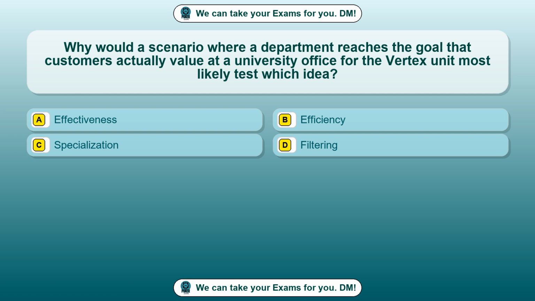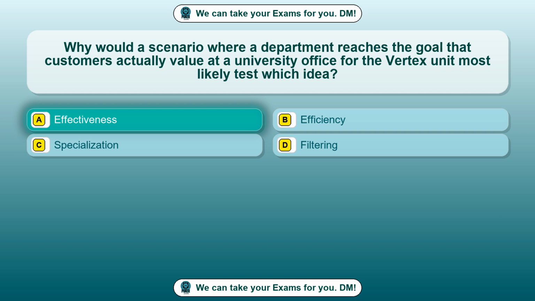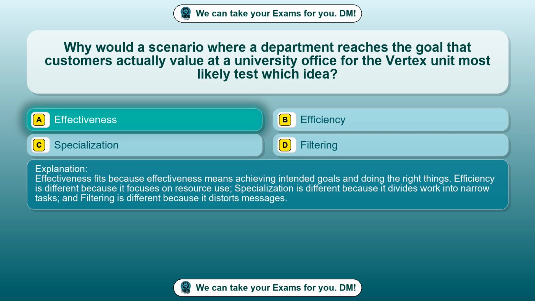for the Vertex unit most likely test which idea? Option A, effectiveness. Option B, efficiency. Option C, specialization. Option D, filtering. The correct answer is option A, effectiveness. Effectiveness fits because effectiveness means achieving intended goals and doing the right things.